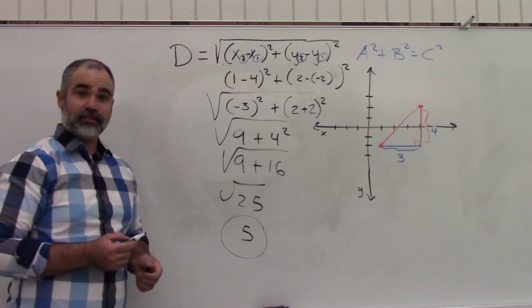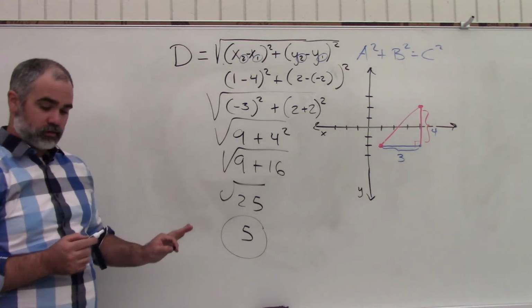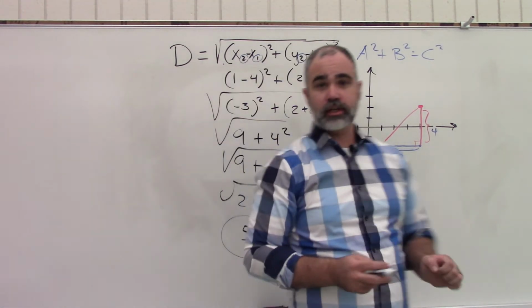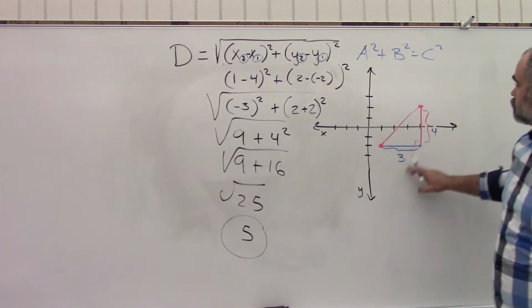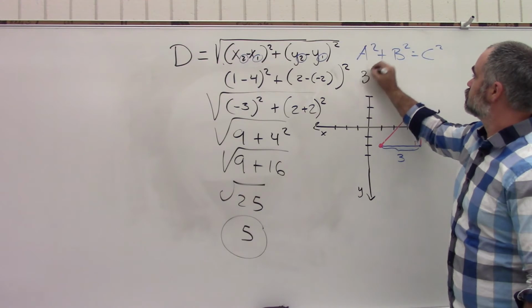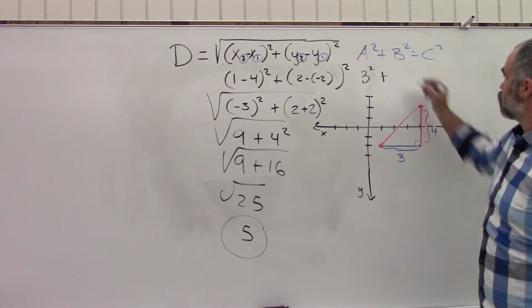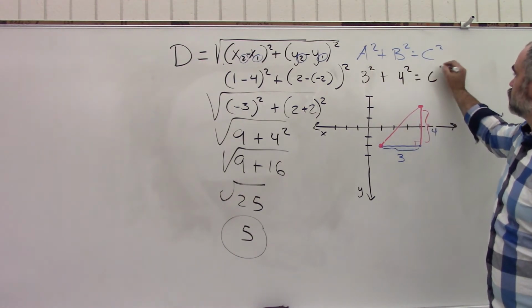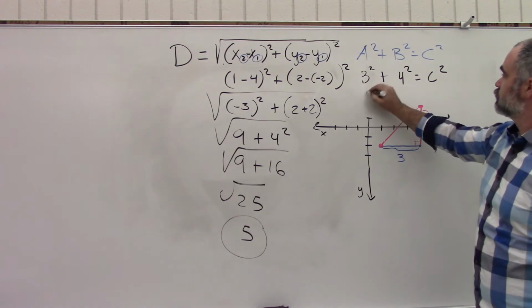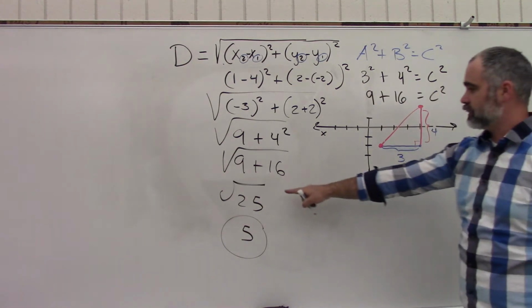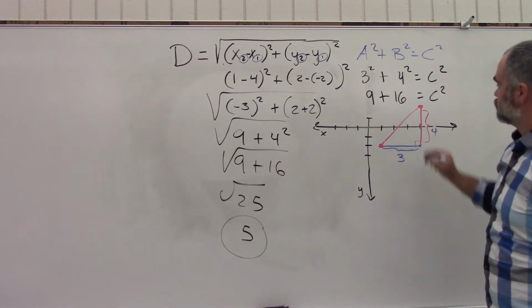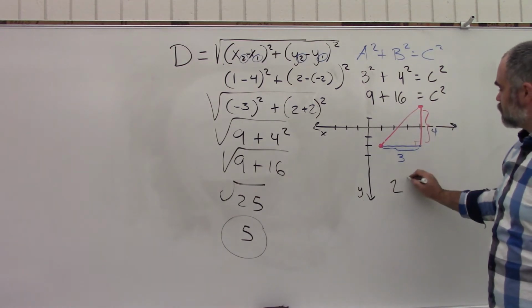Whew, that's tough. Or we can go ahead and take a look at the graphed version. I can do 3 squared plus 4 squared equals c squared. 9 plus 16 equals c squared. Notice here, I got the exact same thing. That's 25 equals c squared.